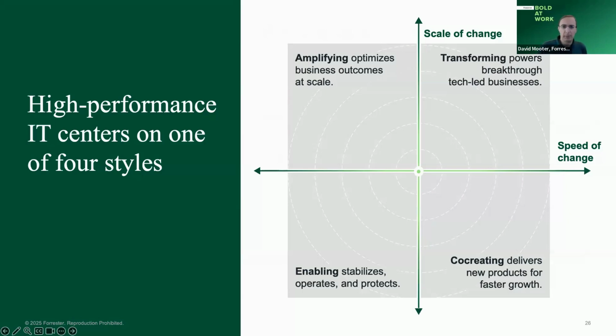So Forrester has a model for high performance IT. Won't go too deep into it, but we have 4 different styles. It depends on the speed of change that IT needs to address and the scale of change IT needs to address. And the reason the arrows go in both directions is that we don't want to imply you want to be in the top right.